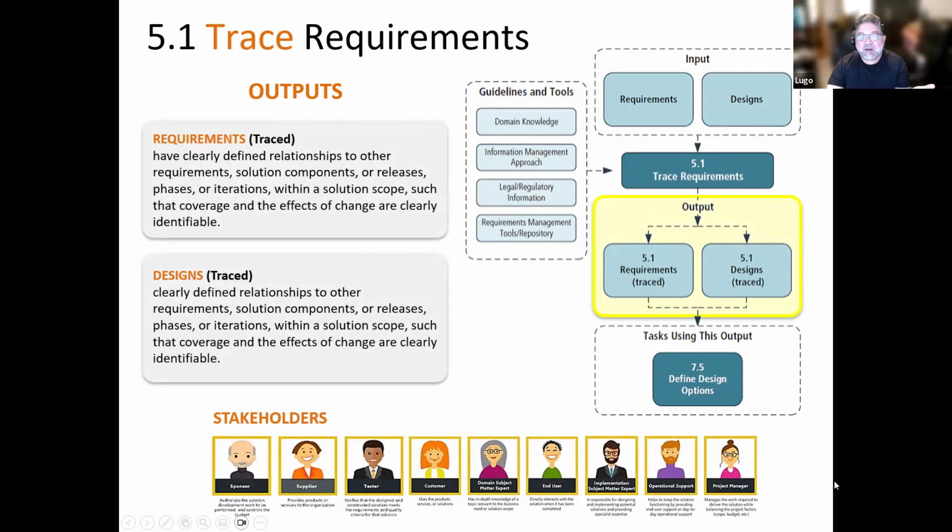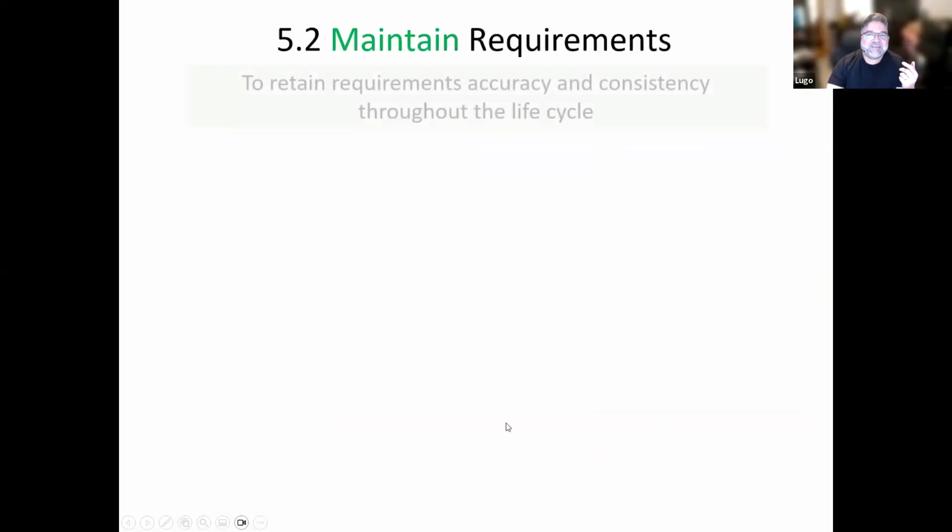These are the people that are often involved at this stage, from sponsor, supplier, and tester to customer, SMEs, operational support, and project managers, along with end users. Notice, however, that the business analyst is not listed here because we're always there. So, of course, we don't need to promote ourselves in that regard.